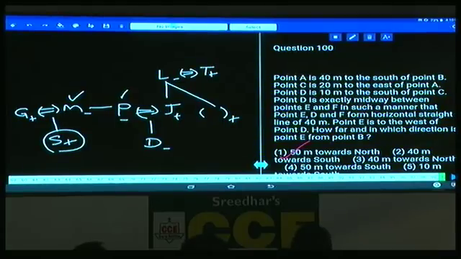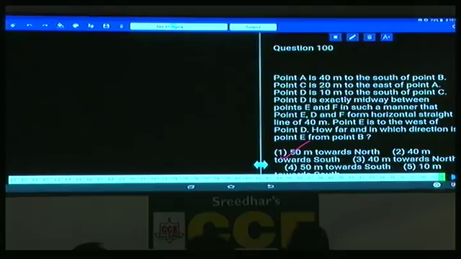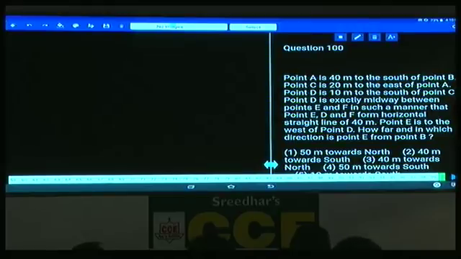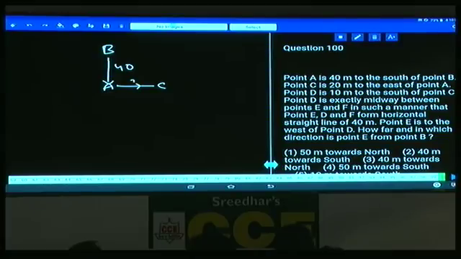Then finally question number 100, and it is based on directions. A is 40 meters to the south of point B. B is here, A is 40 meters south of point B. C is 20 meters to the east of A. D is 10 meters to the south of C.